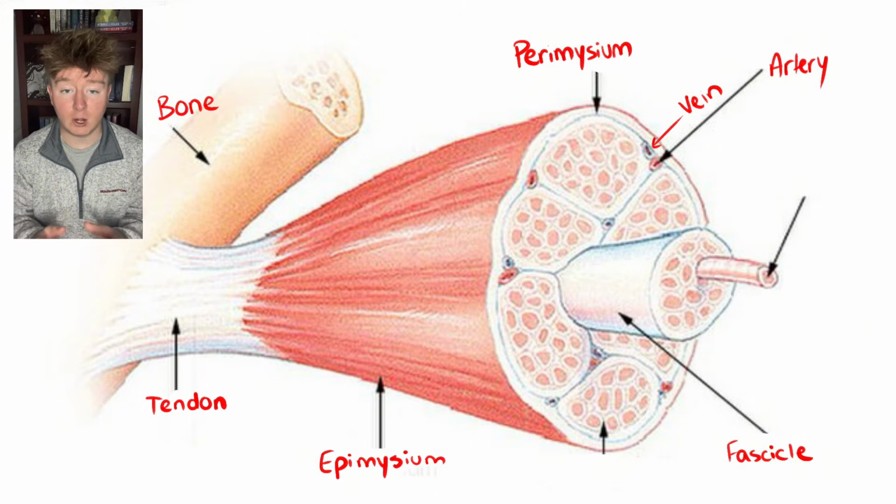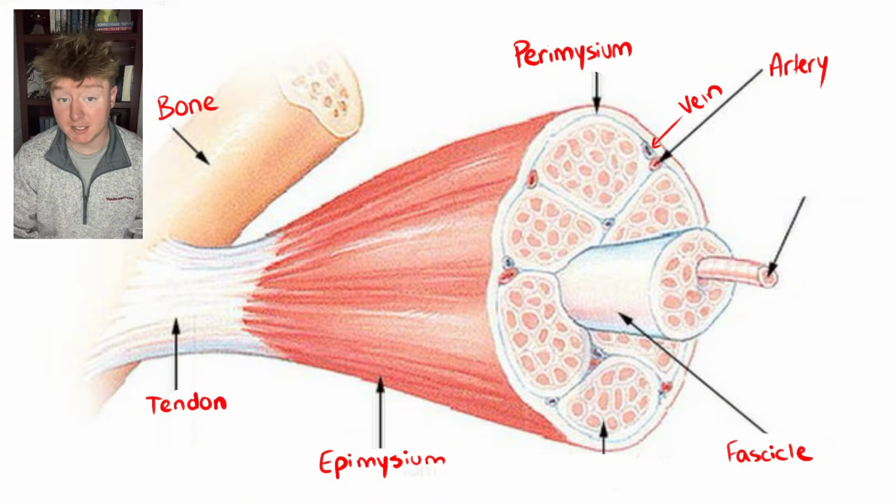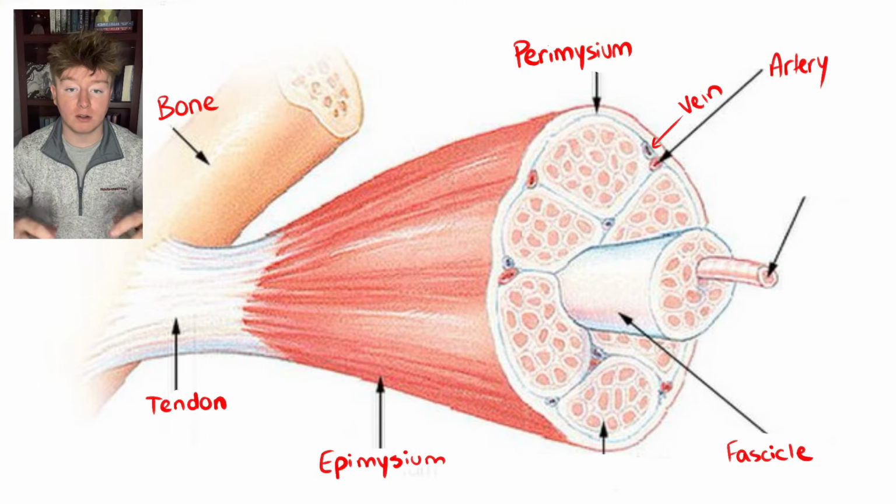The first layer that we're going to cover here is the epimysium. Our epimysium is going to surround our whole muscle, and it is made of dense, irregular connective tissue. The epimysium is also going to merge with that tendon. The epimysium is kind of like a protective jacket where it's going to cover all of those muscle fibers and bundles of muscle together, keeping them all together.